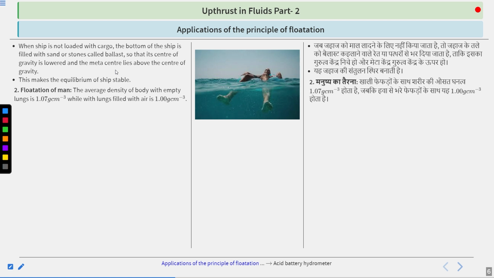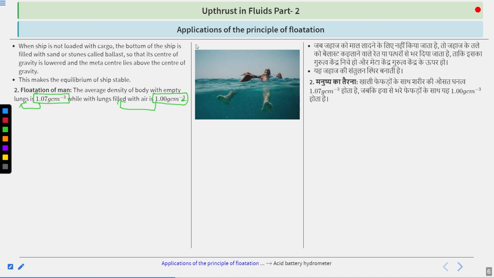Now, after the flotation of an iron ship, it's time to talk about the flotation of a man. The average density of the body with empty lungs is 1.07 g cm^-3, while with lungs filled with air, it is 1 g cm^-3. So there are two conditions: 1.07 g cm^-3 for empty lungs, and 1 g cm^-3 for lungs filled with air.